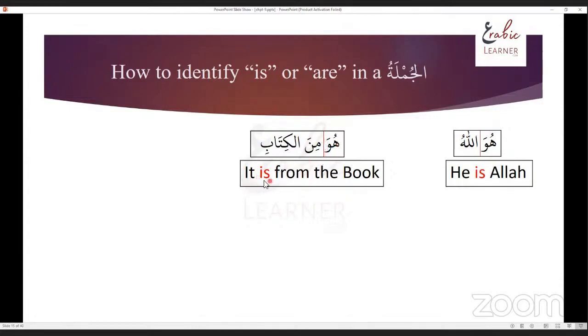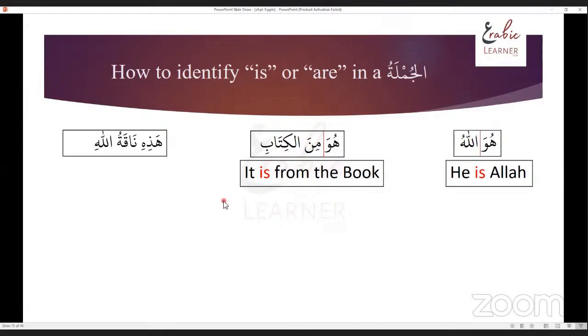And here there was a break. So I will say, it is from the book. From the book was part of the relationship. It is from the book. Did you understand or not? Okay, take one more example.